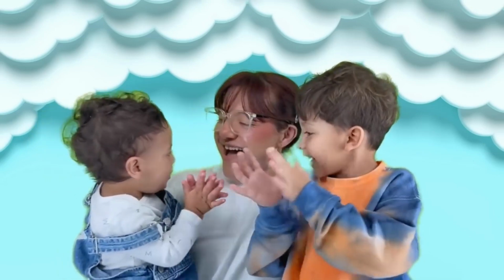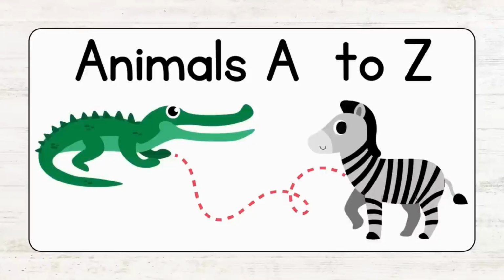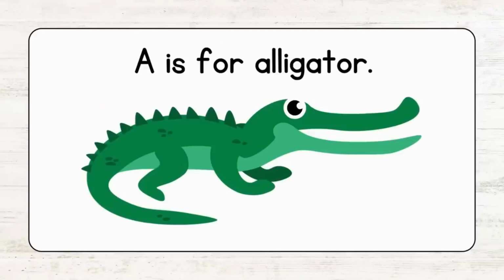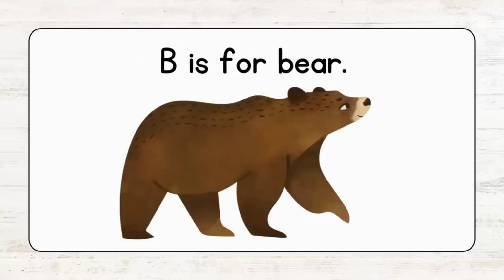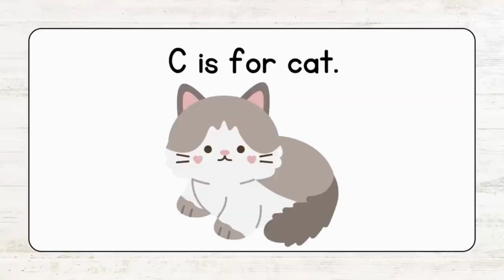Good job! Hey friends, welcome back. Let's go over animals A to Z. Are you ready? A is for alligator. Can you say A? B is for bear. Can you say B? C is for cat.